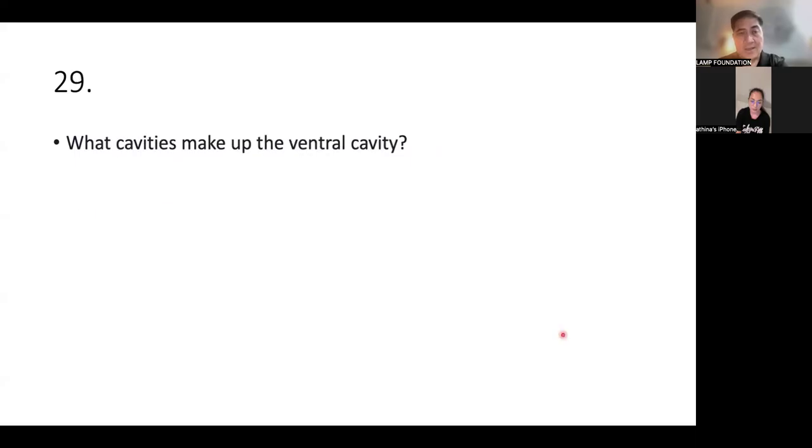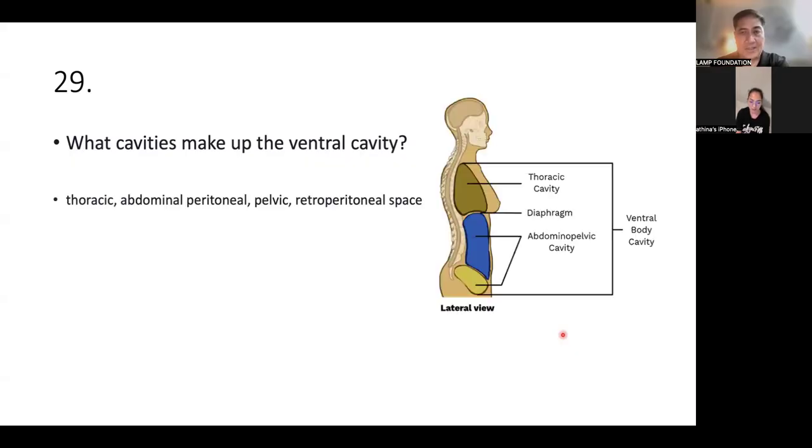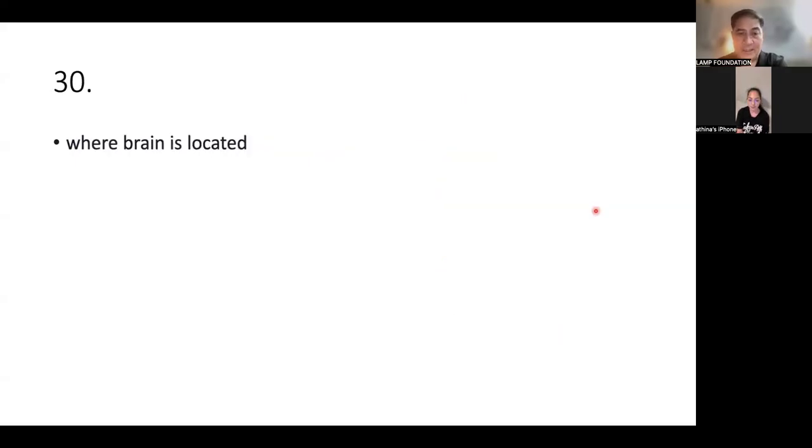Next. If we have a dorsal cavity, we also have the ventral cavity. So what cavities will make up the ventral cavity? They are the thoracic, abdominal peritoneal, the pelvic, and the retroperitoneal space. Okay, so this is the ventral body cavity, also composed of different cavities. No?